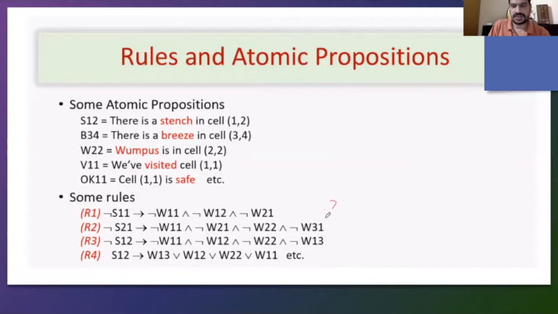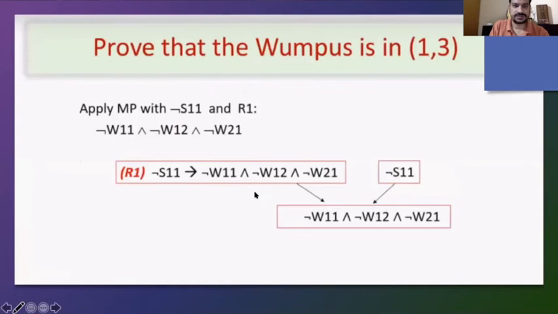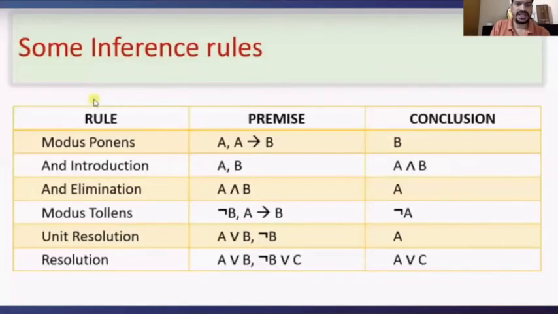Now, by using those rules, let's find out how in that particular block, in this particular position, we can conclude that there is no Wumpus. We have identified that there is no Wumpus. So how have we identified that? We'll see about that. Now there are some rules, right? Based on those rules, we'll identify it. Before that, you have to know about all the inference rules. In the last class, we saw all the inference rules.